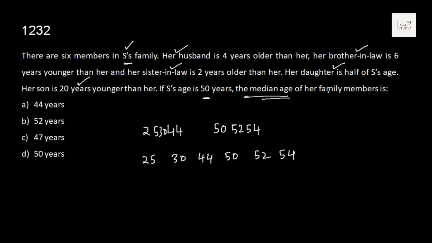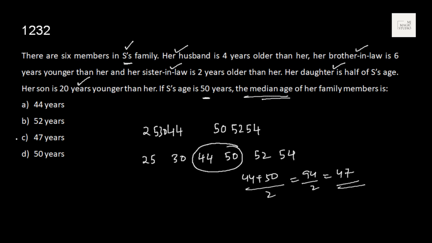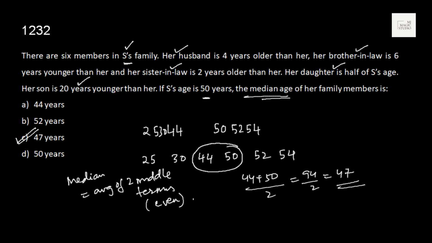Find the median age of her family members. Median age means the average of these two. So average of 44 and 50 is 94 by 2, that is 47. So 47, yes, option C fits in. Median is the average of the two middle terms if the number of terms is even. Answer 47 years, option C.